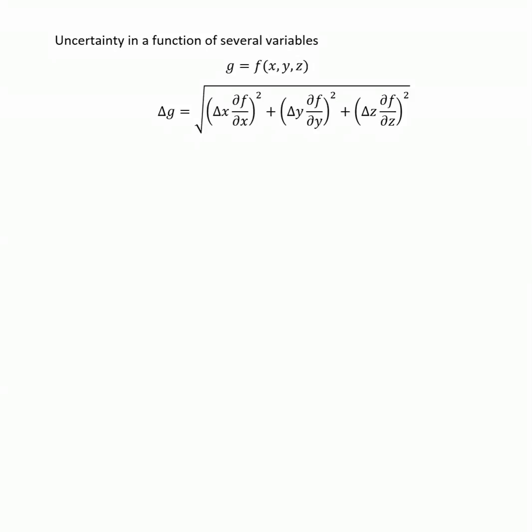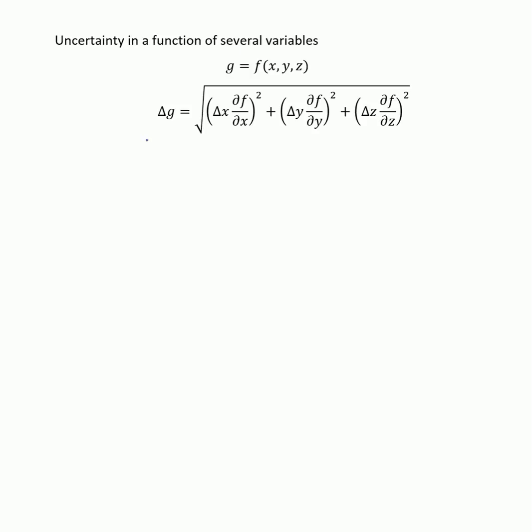Now we want to use calculus to find the uncertainty in a function of several variables. Here I have written g equals f of x, y, and z. X, y, and z are something that we've measured, and so they have uncertainties. We could have more variables or go down to 2.